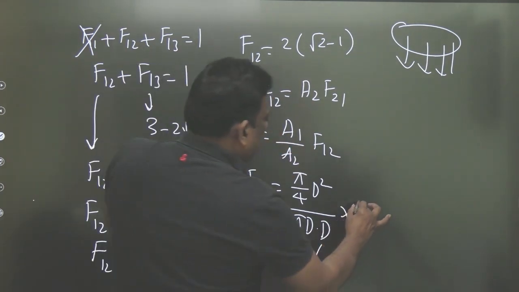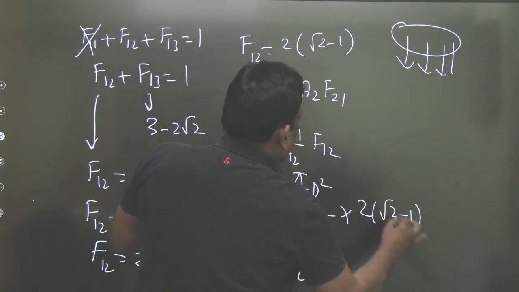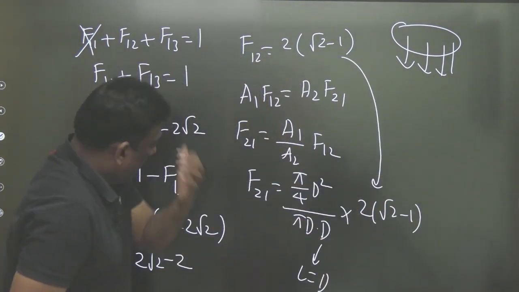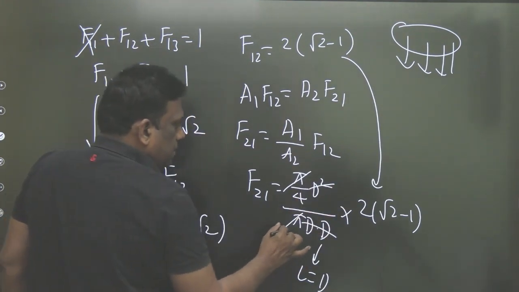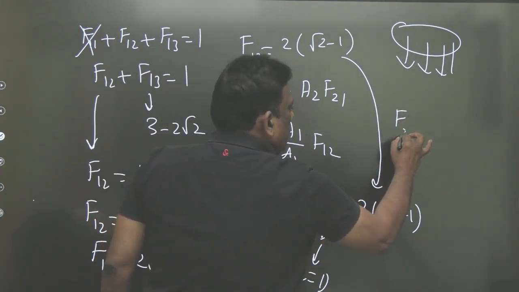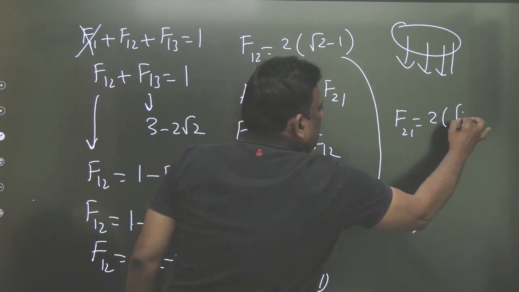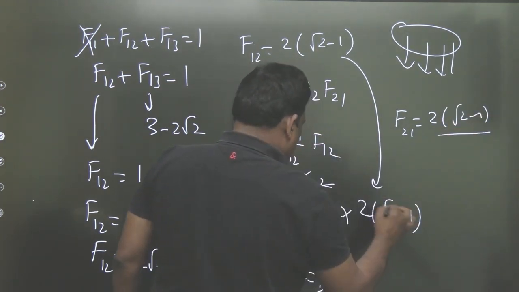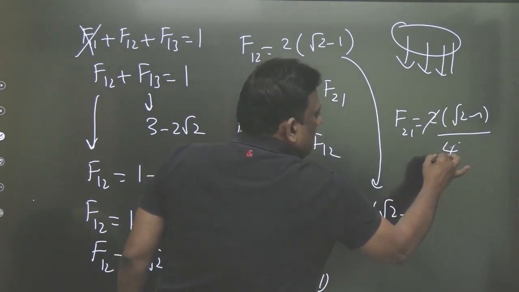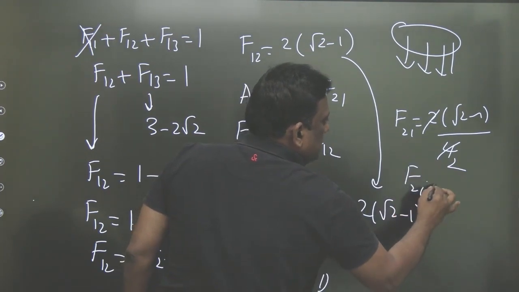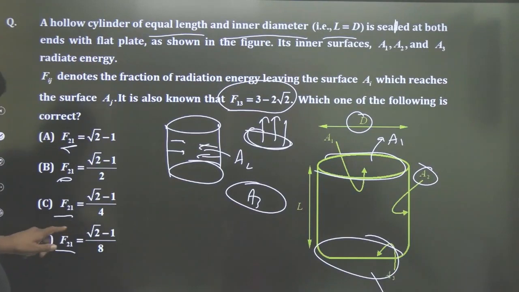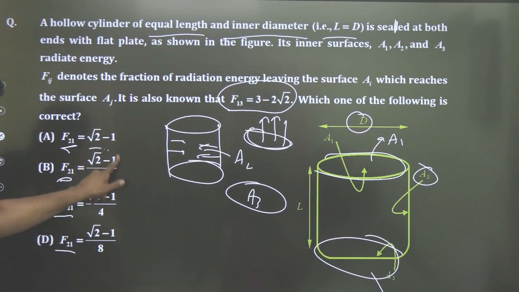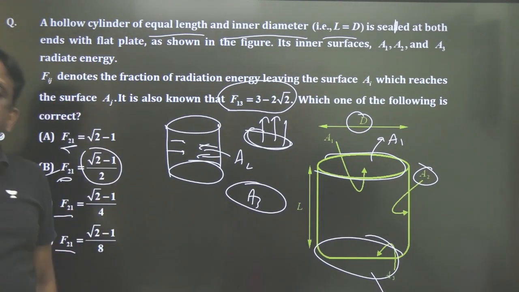What is F12? 2 into root 2 minus 1. F12 is already known. Now look, pi is gone, d square is gone. So therefore, F21 is equal to 2 into root 2 minus 1 by 4. So that goes. F21 is equal to root 2 minus 1 by 2. Let me check. Yes, root 2 minus 1 by 2. So B is the right answer.